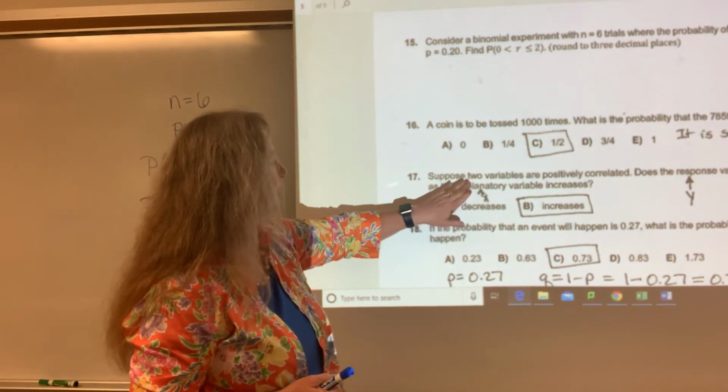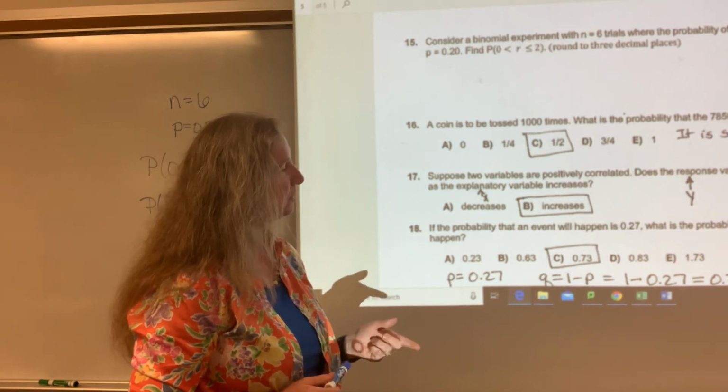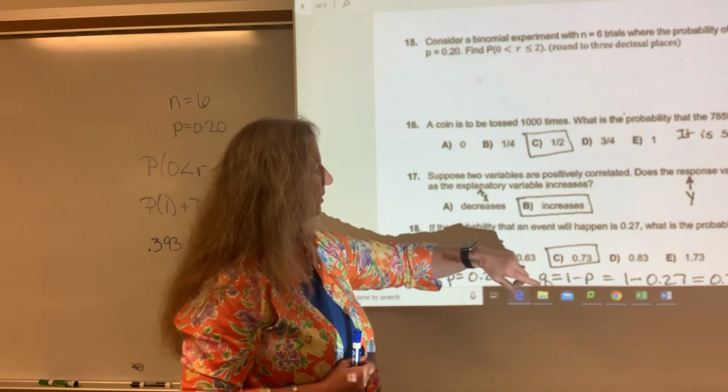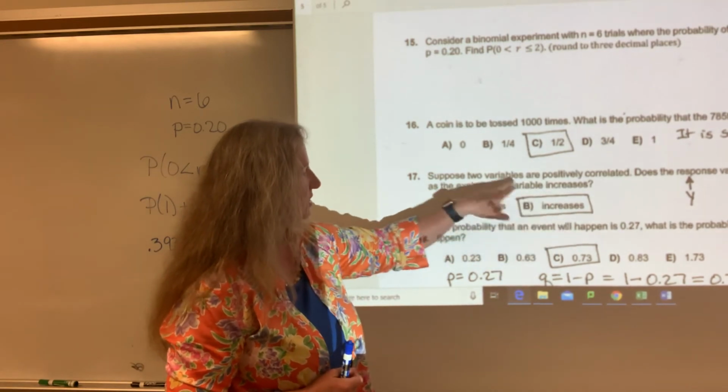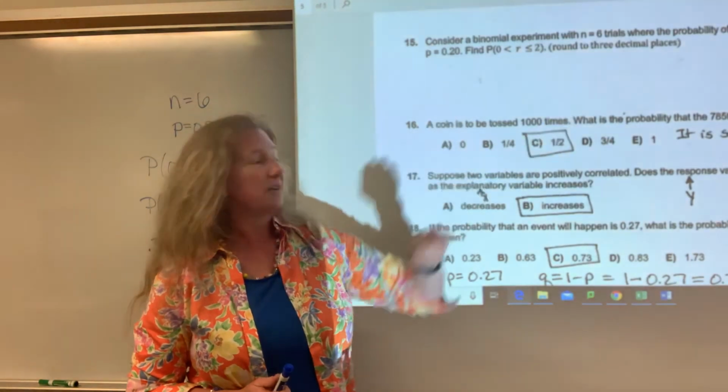So suppose two variables are positively correlated. Does the response variable increase or decrease as the explanatory variable increases? Well, it increases. So if they're positively correlated, as one gets bigger, the other gets bigger.